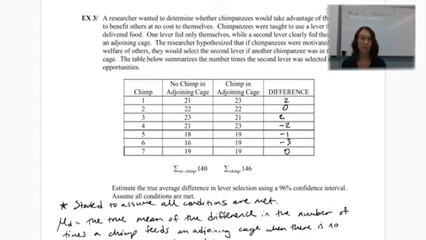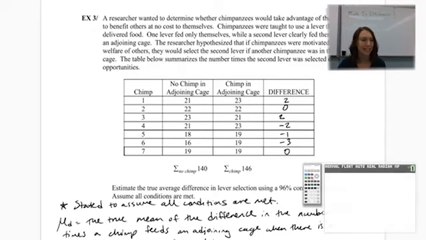So we have 7 chimps. Each chimp had 36 opportunities to push that lever. And we had 36 opportunities with no chimp in the adjoining cage or a chimp in the adjoining cage, and how many times that lever was pushed. Now, again, you can put these values into your stat lists and then have it calculate the differences, but there's only 7 numbers. So I just did the differences by hand.